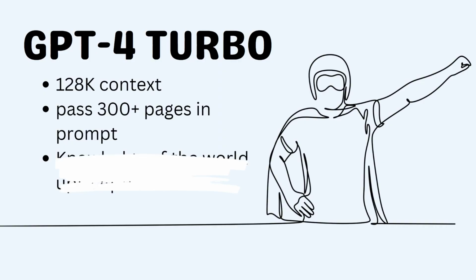Now, what does it mean when we say that the context vector or the token limit has been increased to 128k? This means we can pass more than 300 pages in a single prompt as input to the model, which is pretty huge, right? When we are working with large documents, large corpuses of data, being able to utilize them is going to make a huge difference.